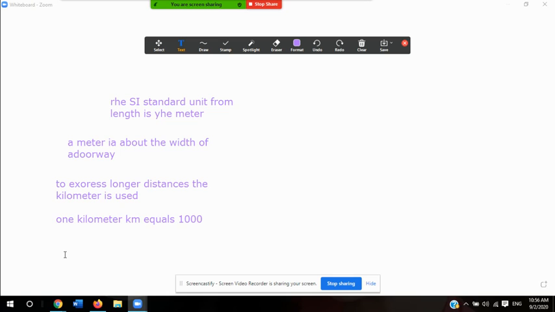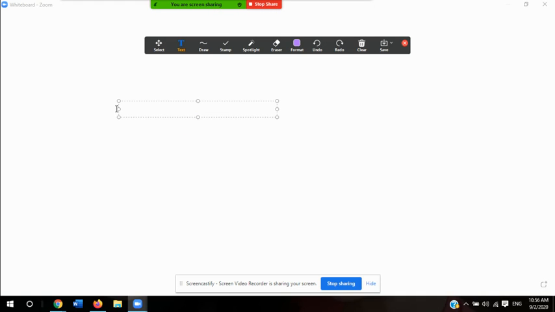And now we're going to talk a little bit about derived units. After we talk about derived units, we're going to go into density and volume, okay? Okay, so derived units. Let me erase this image. Derived units are basically combinations of SI base units.